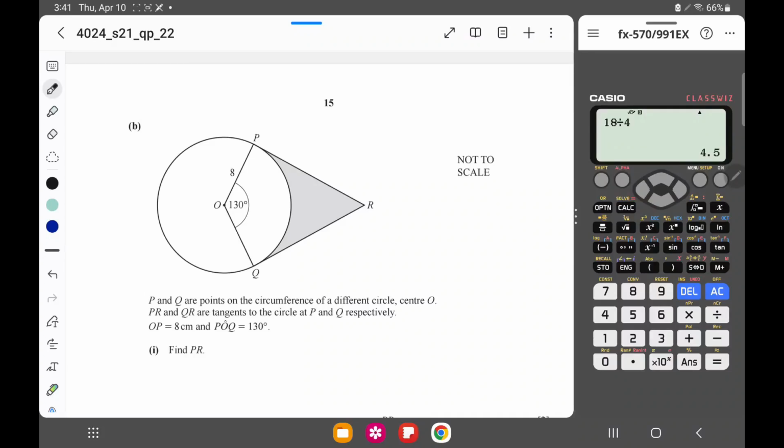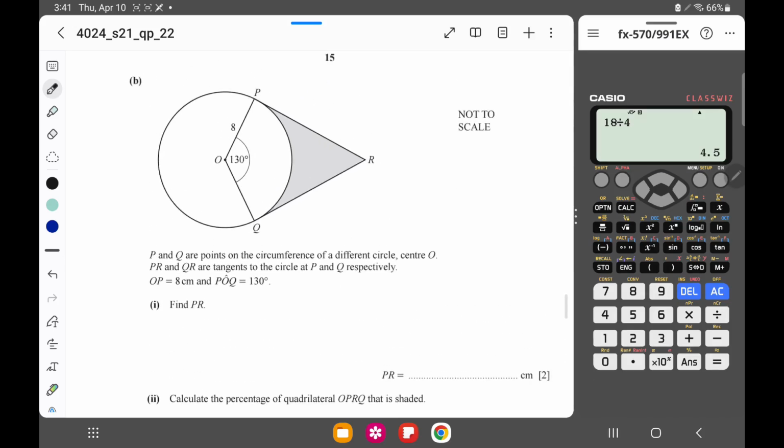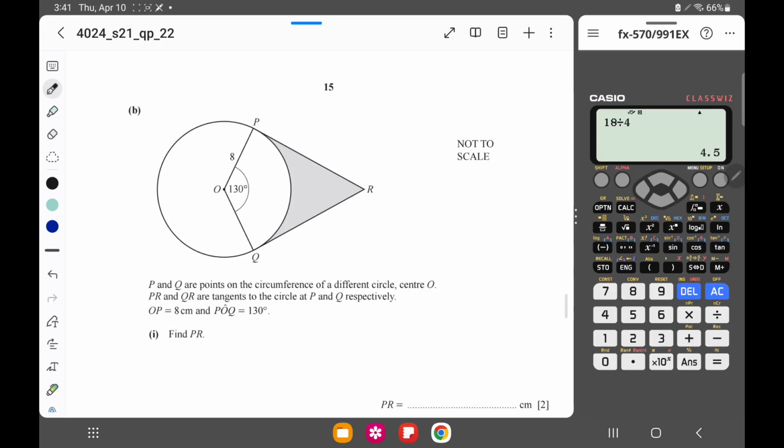PR and QR are the tangents to the circle at P and Q respectively. OP is 8 centimeters, POQ is 130 degrees. So you will have the trigonometry also there, and the sectors are also there, and we'll have to find the answer for this question. So let's do this one as well.